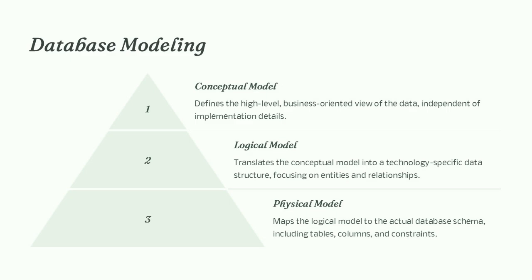The logical model translates the conceptual model into a technology-specific data structure, focusing on entities and relationships. The physical model maps the logical model to the actual database schema, including tables, columns, and constraints. Understanding these three stages is crucial for designing a robust and efficient database system.